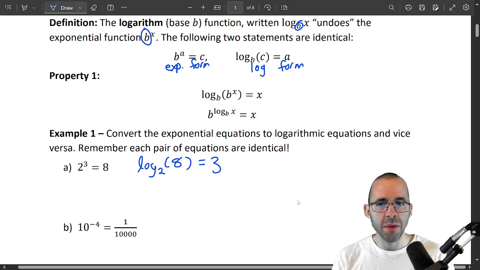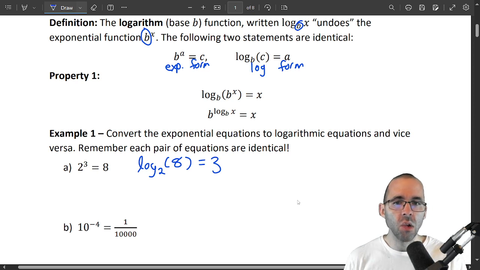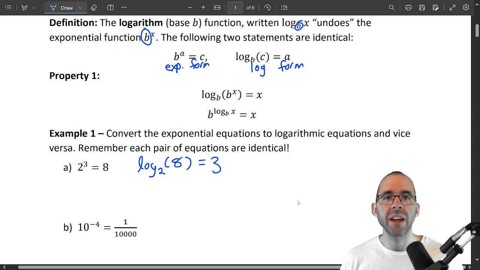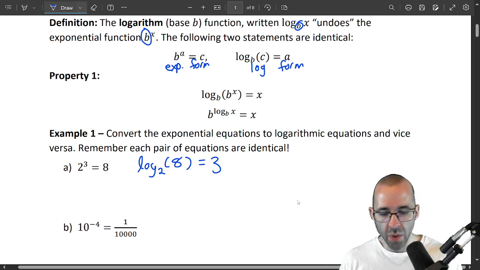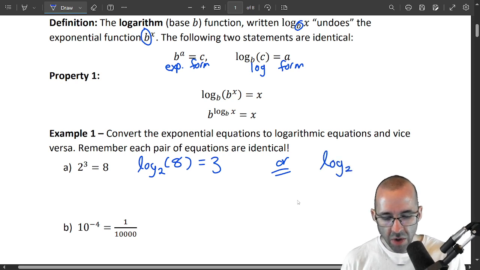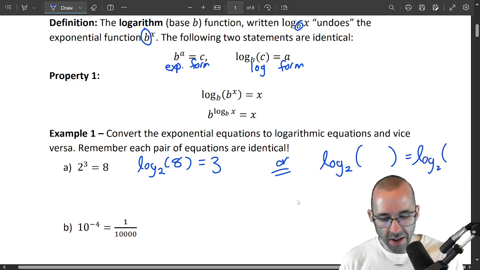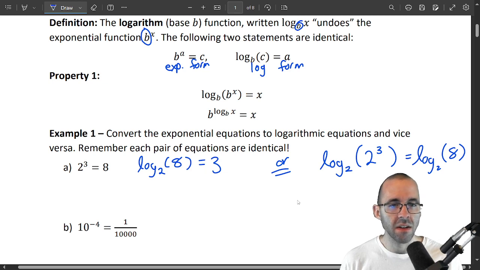Another way that you could do problem A is you could take log base 2 of both sides. Just like we can add 5 to both sides of an equation, we can divide both sides of an equation by any number. Well, we can log both sides of an equation too. So that's one way of doing it. If we log the left-hand side of the equation and log the right-hand side of the equation, what do we get? Well, if we log the left-hand side, we get log base 2 of 2 cubed. Log the right-hand side, we get log base 2 of 8.